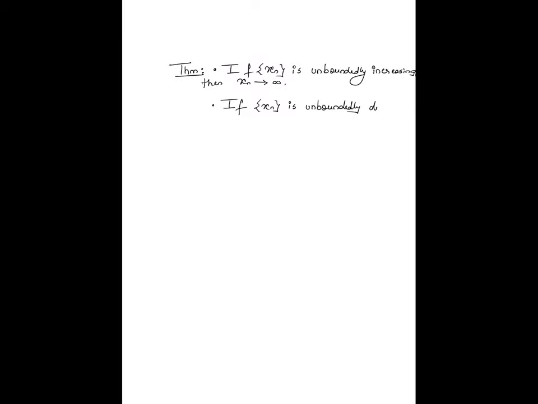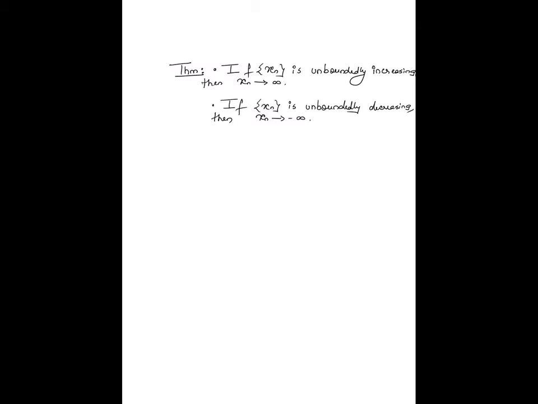So one concluding observation we will again make. This is to do with monotone sequences that are in fact not bounded. If my sequence is unboundedly increasing, then xn tends to infinity. If my sequence is unboundedly decreasing, then xn tends to minus infinity.